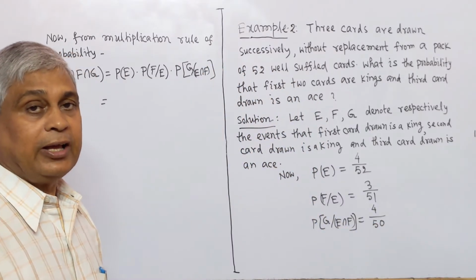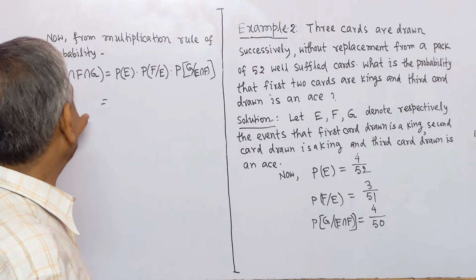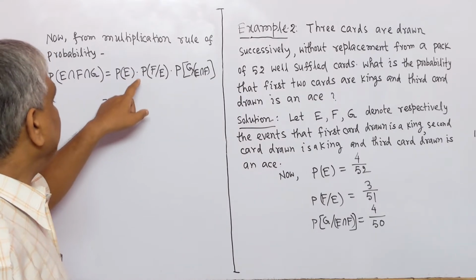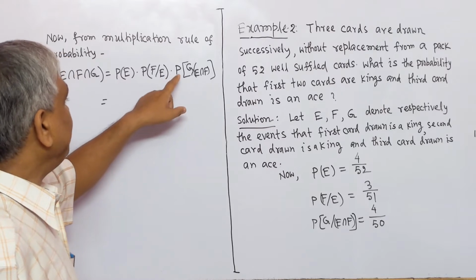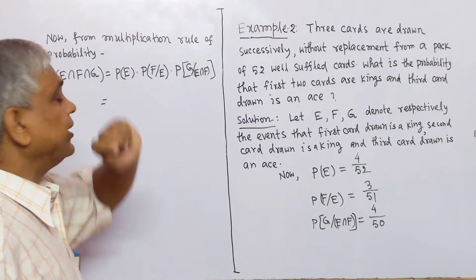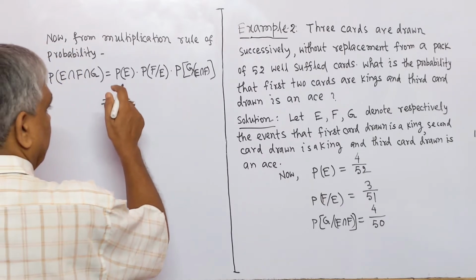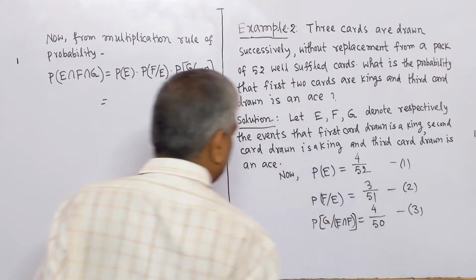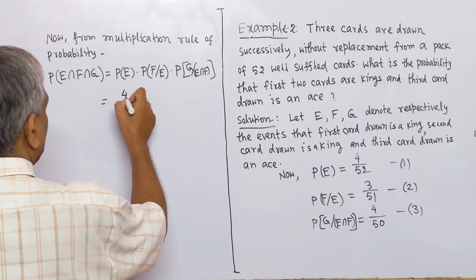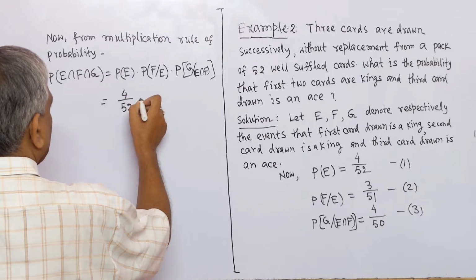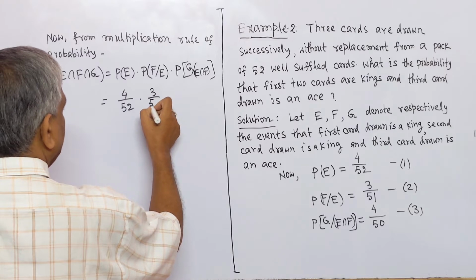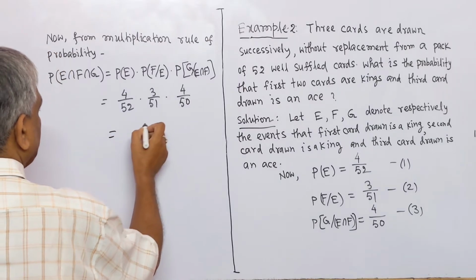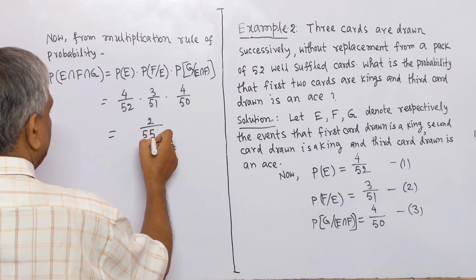Now we use the multiplication rule of probability for 3 events. P(E intersect F intersect G) equals P(E) multiply P(F/E) multiply P(G/E intersect F). And this is number 1, this is number 2, this is number 3. From 1 to 3 we get 4/52 and value of this is 3/51 and value of this is 4/50 and this will be equal to 2/5525.